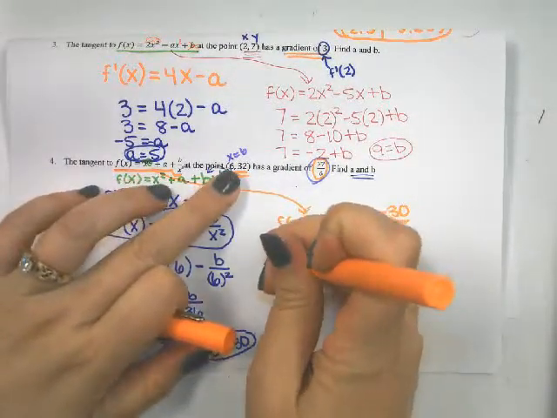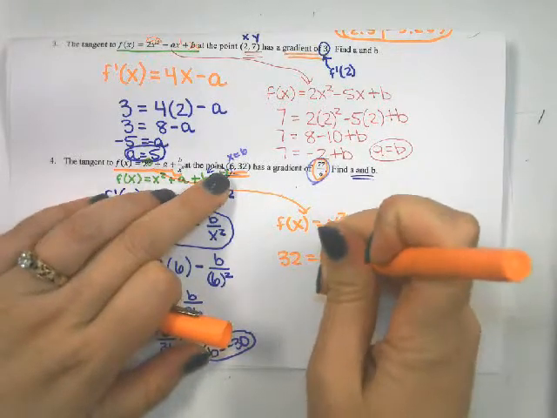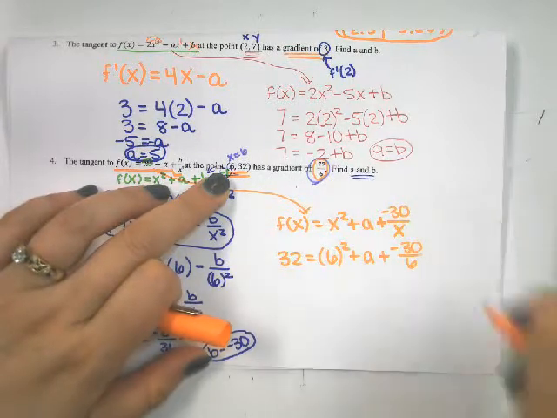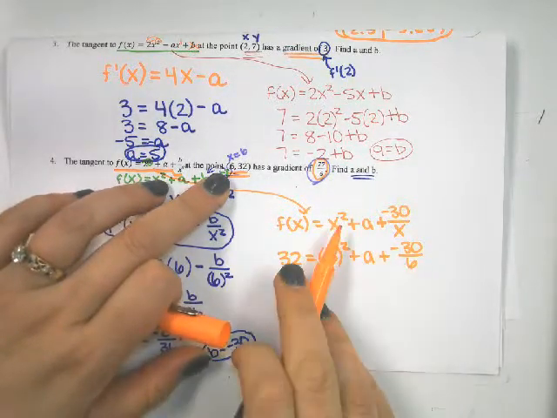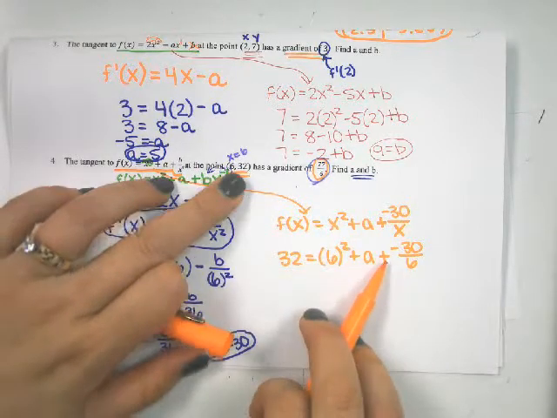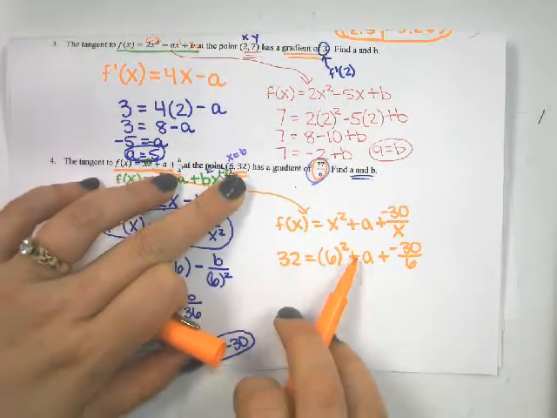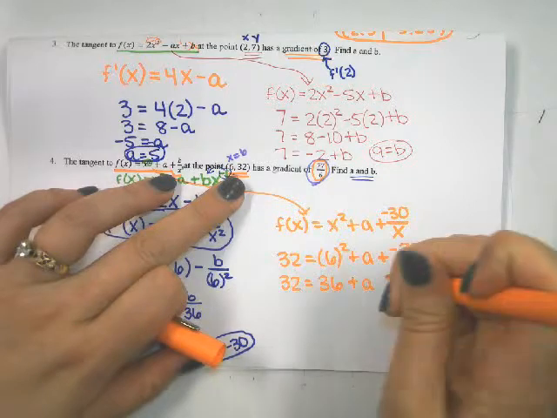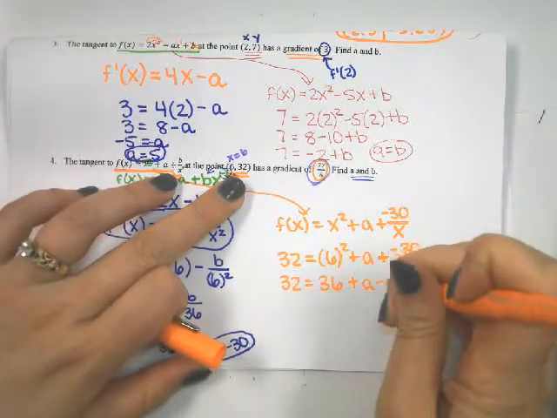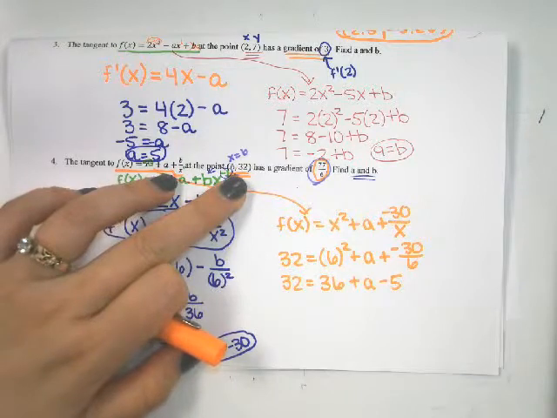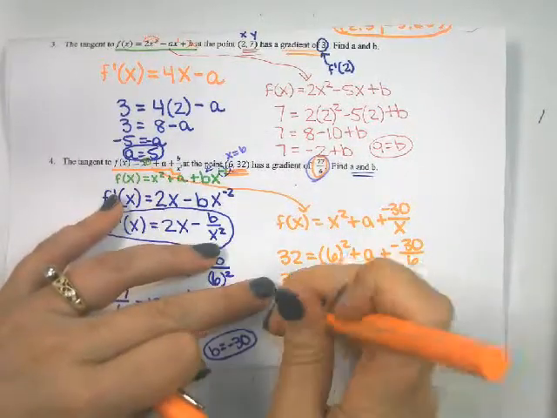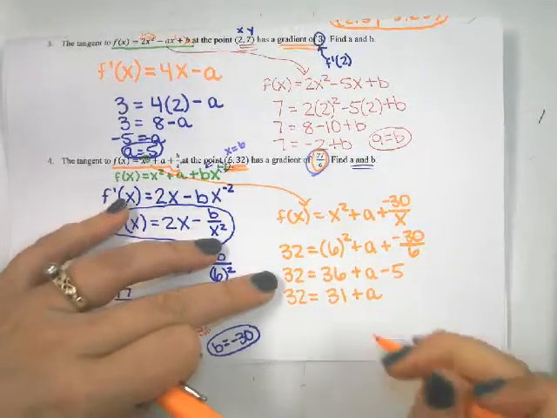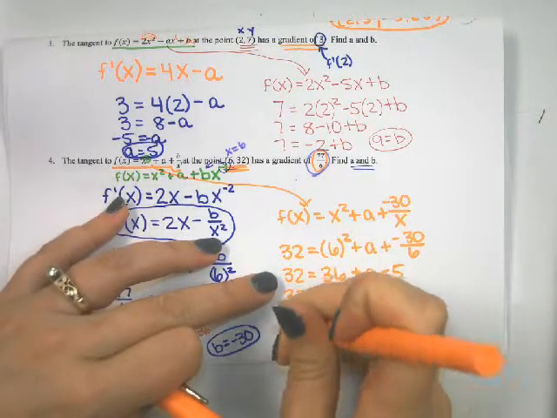So my y value is 32 and x is 6, so both places where there was an x, I put a 6. Y is 32, so it's equal to 32. We're going to solve for a. This is 36 plus a, and this will be minus 5, since 30 divided by 6 is 5. Put my like terms together: 32 equals 31 plus a. Subtract the 31, and a is 1.